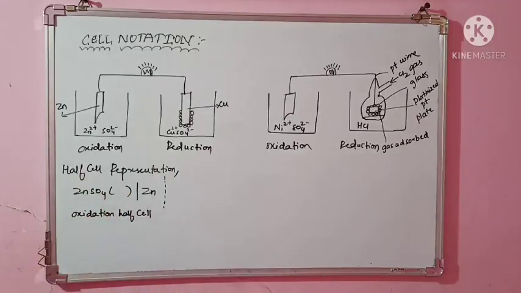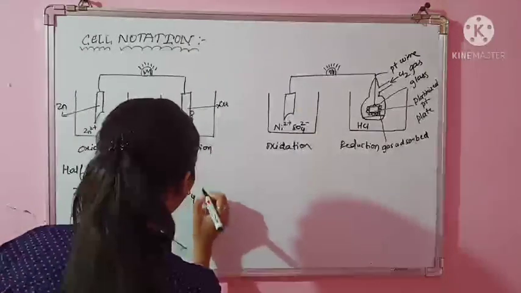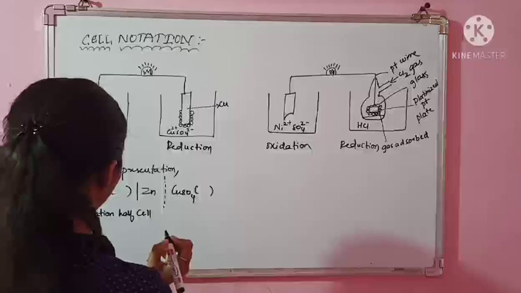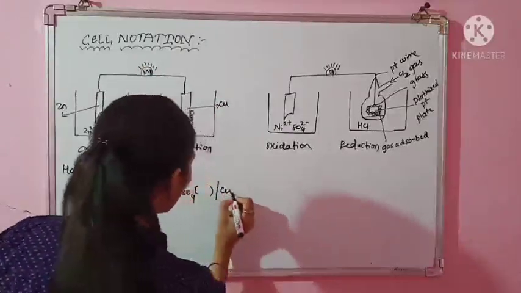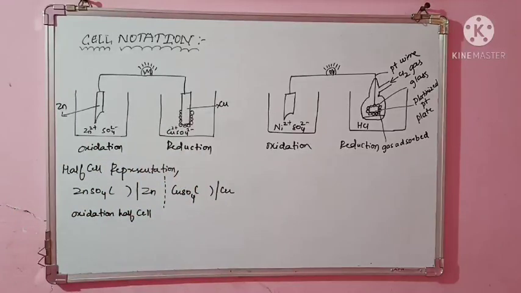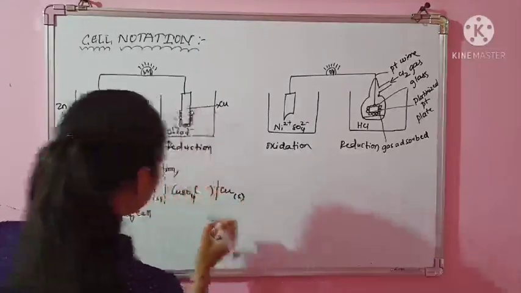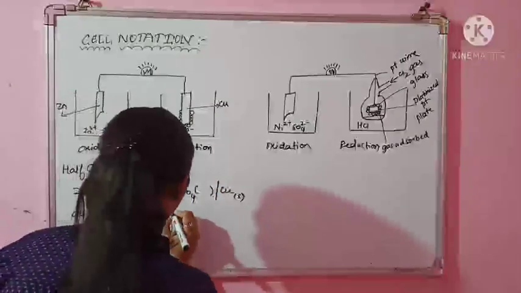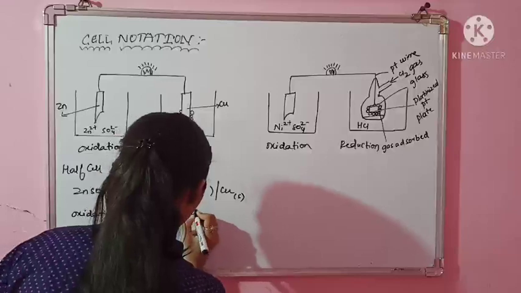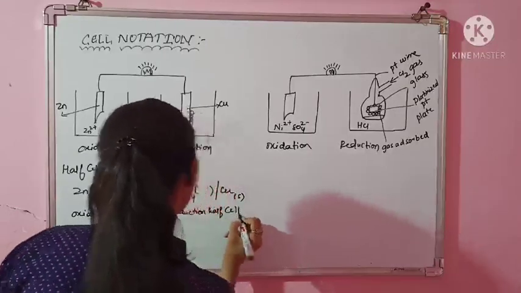Next, coming to the reduction half cell. Again you write the solution. Which is the solution there? It is CuSO4. Again you will write the concentration of that CuSO4. Again it is in contact with the electrode, which is copper. Clear? And you can write the state. Here zinc is in solid state, copper is in solid state. And this representation is called the reduction half cell.